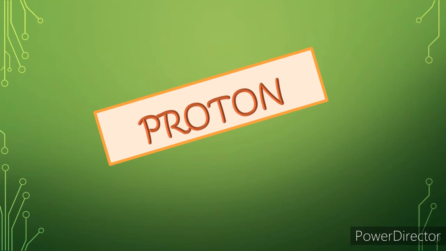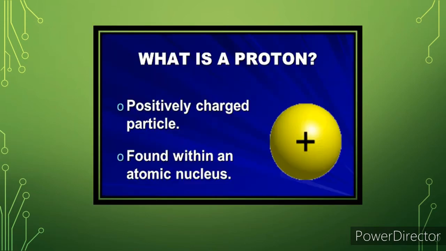Next, what is a proton? A proton is a positively charged particle. Remember, electrons are negatively charged particles and protons are positively charged particles. And where are the protons located? They are found within the atomic nucleus.